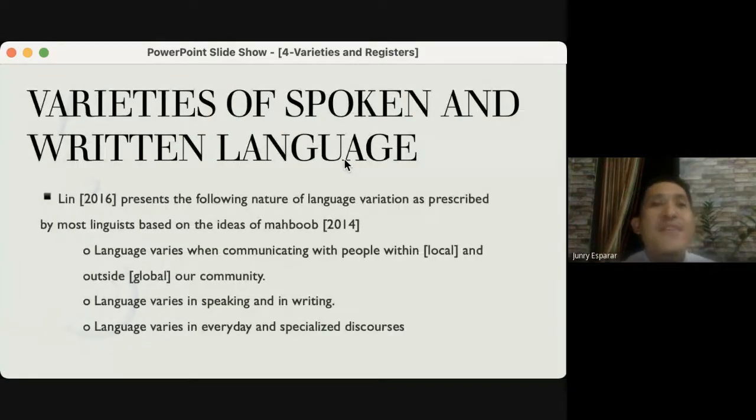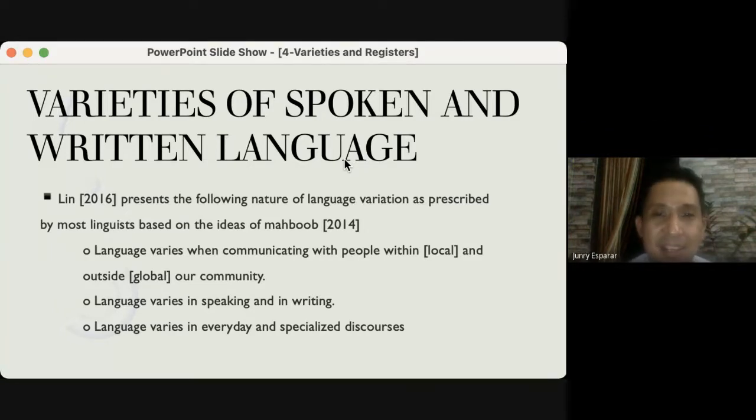We also have varieties of spoken and written language. According to Lin in 2016, the following nature of language variation as prescribed by most linguists based on the ideas of Mahbub 2014. One, language varies when communicating with people within the local and outside the global community. I think this is very common when you are communicating to foreigners, for example, or to someone not living in Negros Occidental. We use different language.